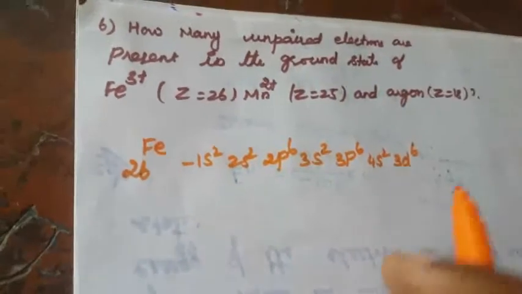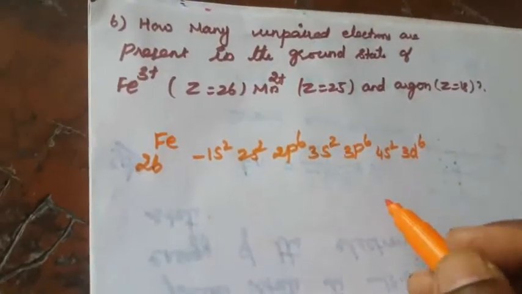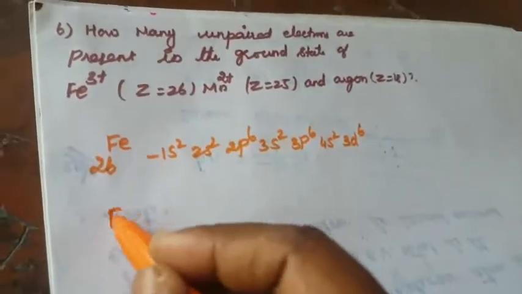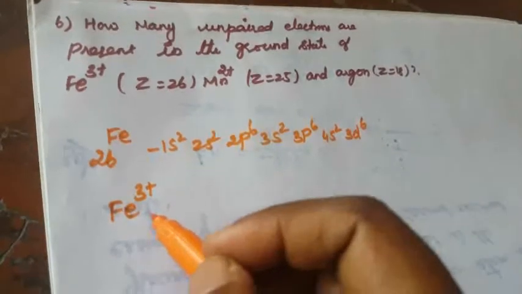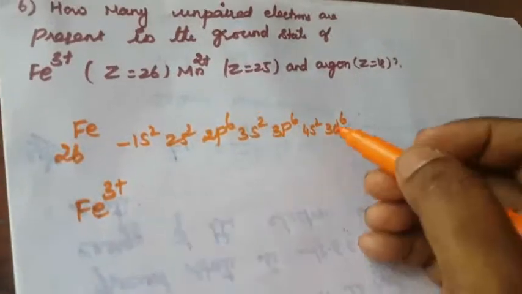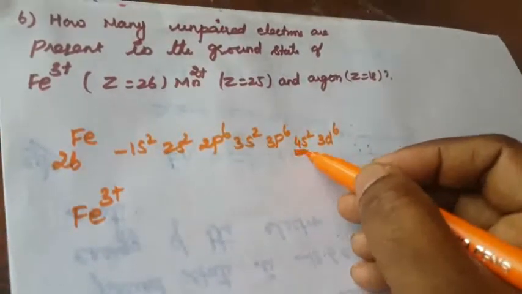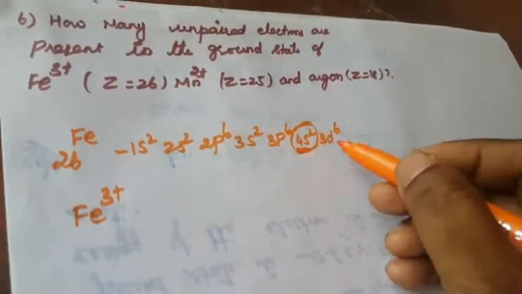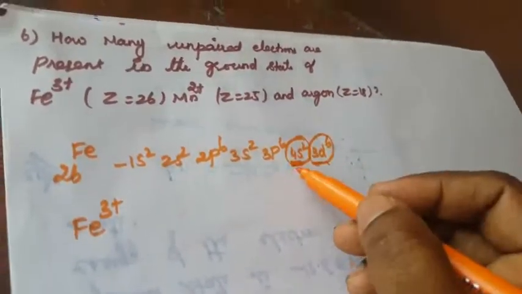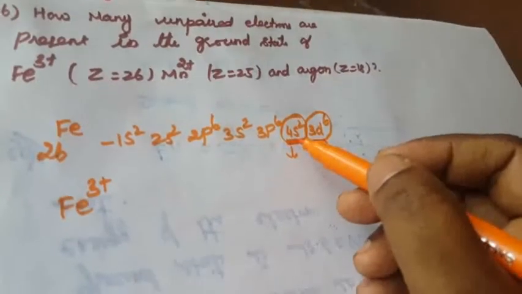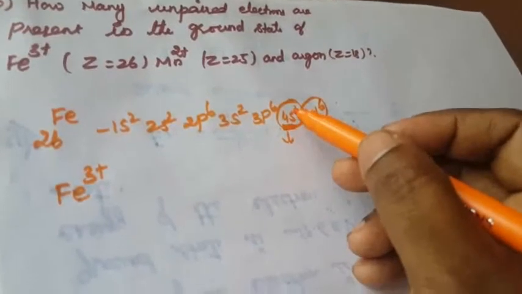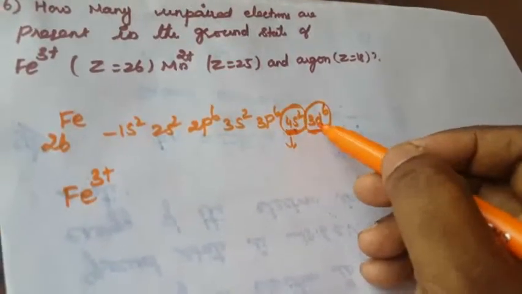Remaining 3d6. Okay, so 3d6. How to write the electronic configuration? Here, what are they asking? Fe3+. So how to remove the electrons? When the atom becomes positive, it is a loss of electrons. So that is 3 electrons we lost. Where is it lost? From the last orbital. So 2 electrons are removed from the 4s orbital, then the remaining 1 electron is removed from the 3d orbital.